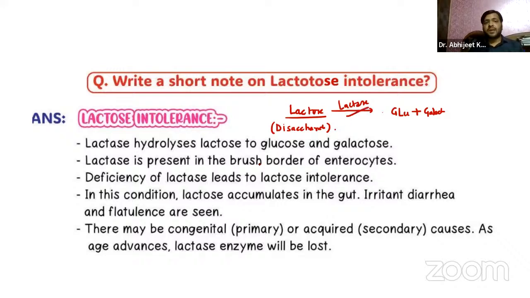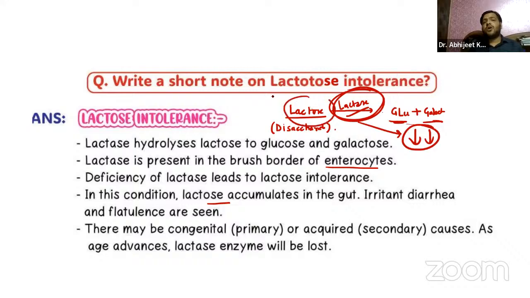Now, what will happen? Lactase is present in the brush border. We have the epithelium over there, the brush border of the enterocytes. If this lactase enzyme is deficient, guys, will the lactose be broken down to glucose and galactose? No. If this lactase enzyme is deficient, in this condition, lactose जो है body में accumulate होने लगेगा gut में, inside the whole gut, right? Now, what will happen? Diarrhea.